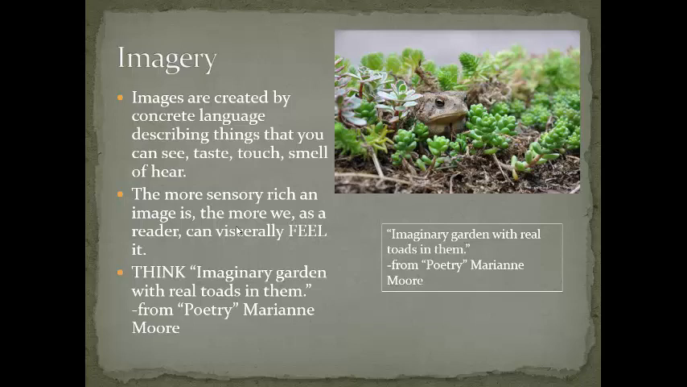Here's a picture of an imaginary garden with a real toad in it. The idea is, as Marianne Moore says, poetry is a place where you've got to put real things in there that we can see and we can touch and we can feel, okay? You can make this imaginary landscape, but within it, there's got to be something that we connect to in some way.